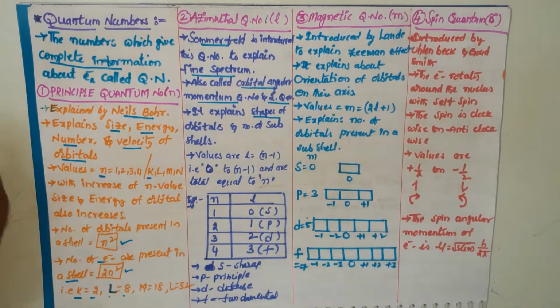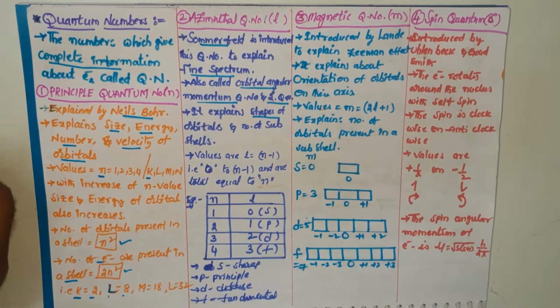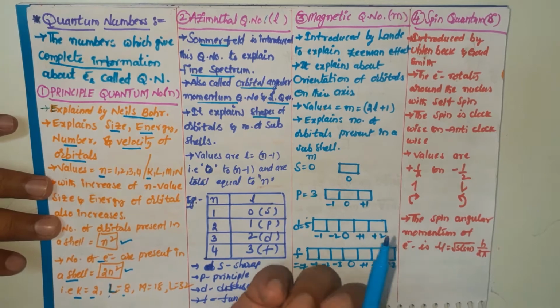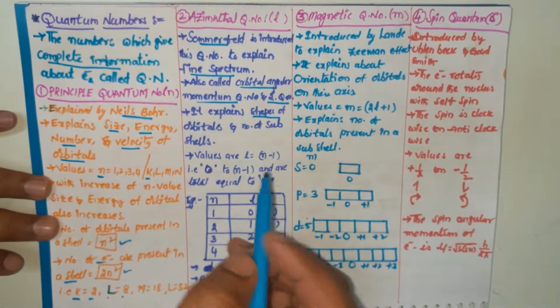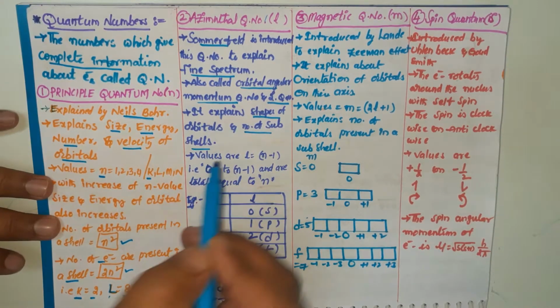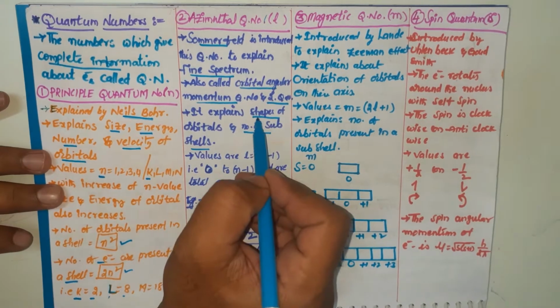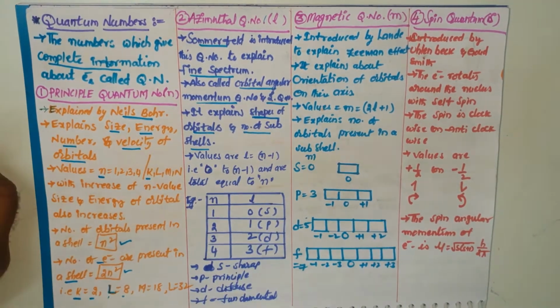The s orbital has a spherical shape, the p orbital has a dumbbell shape, the d orbital has a double dumbbell shape, and the f orbital's shape is not determined. Orbital shapes are explained by the azimuthal quantum number, and it also explains the number of subshells present in a shell.